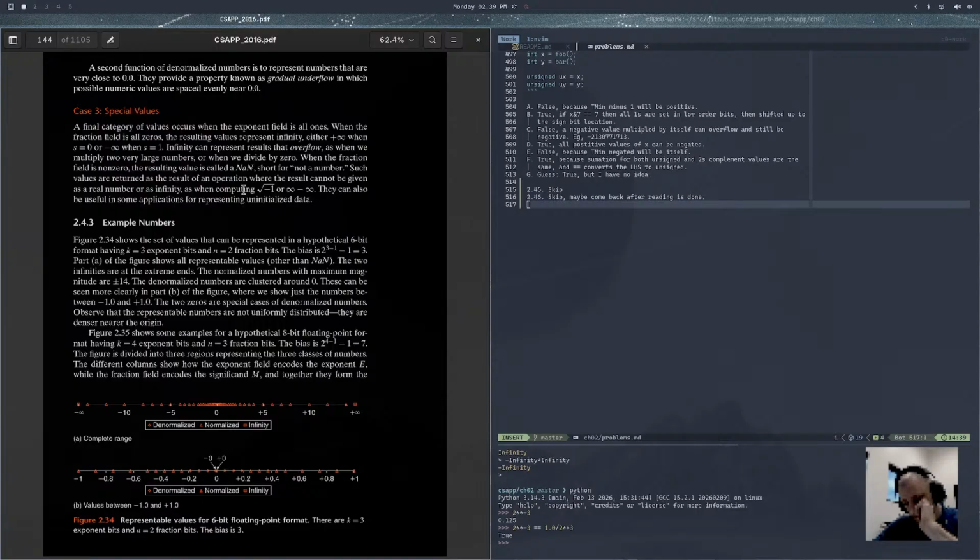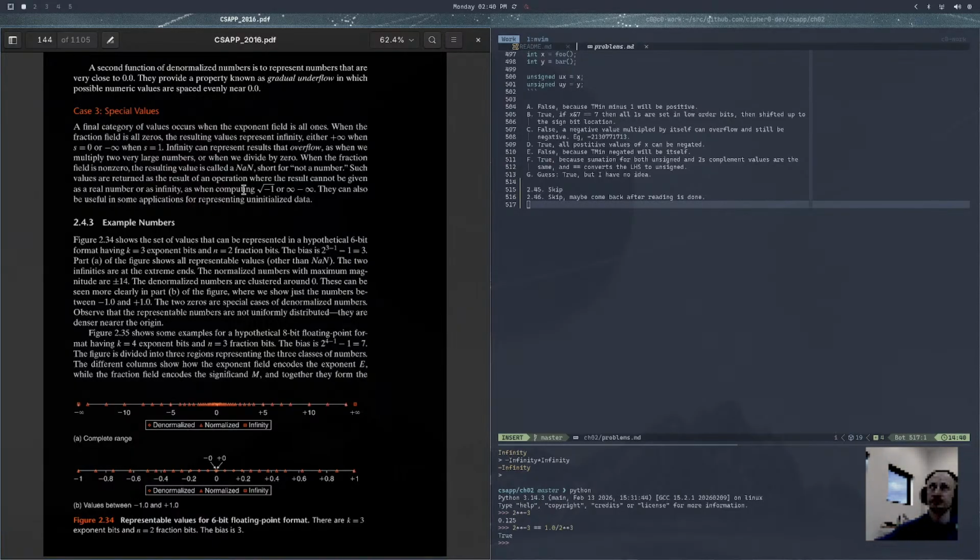When the fraction field is non-zero, the resulting value is called a NaN, short for not a number. Such values are returned as the result of an operation where the result cannot be given as a real number or as infinity, as when computing the square root of -1 or positive infinity minus infinity. They can also be useful in some applications for representing uninitialized data.